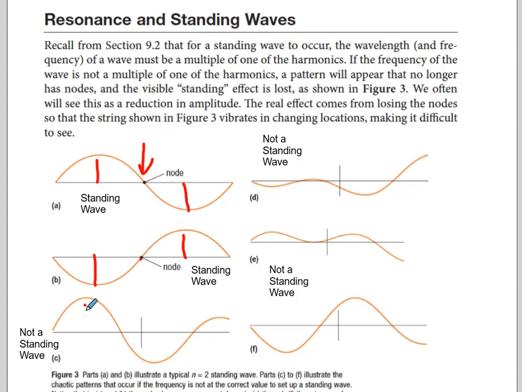The amplitudes might be a little bit different here, here, and here. This one's easy to see. These amplitudes are very different. This one doesn't maintain its shape. This one's close, but it might. We're not actually told there's a node, so it could be doing some other things. So the only ones here that are standing waves are A and B.